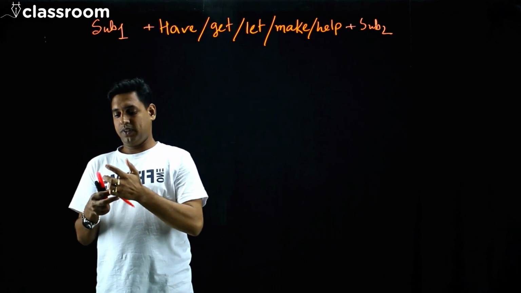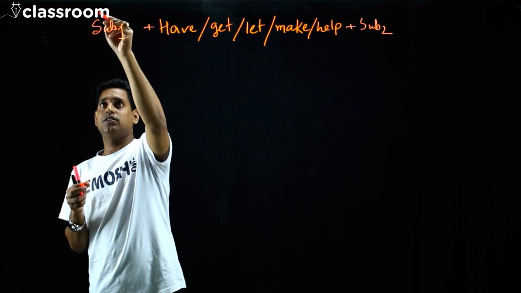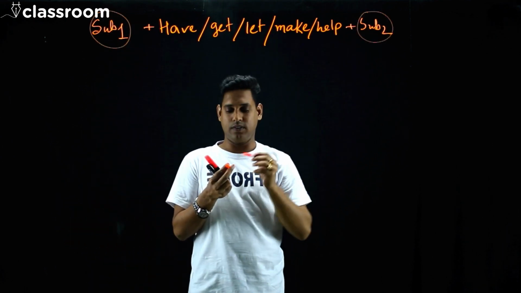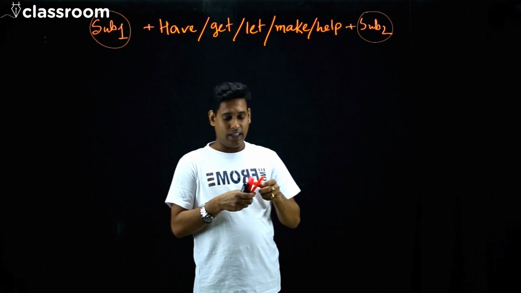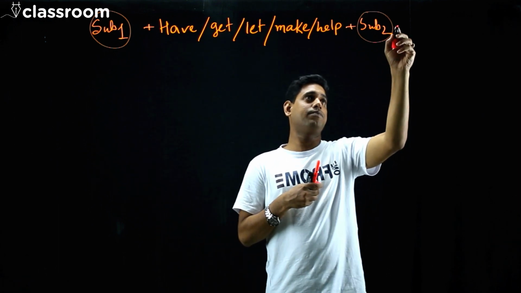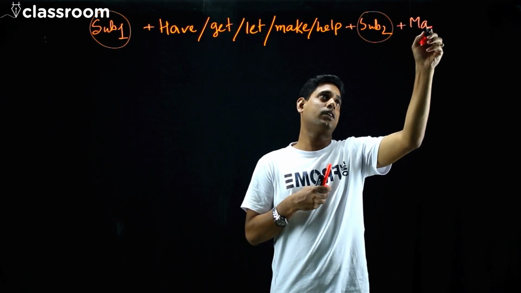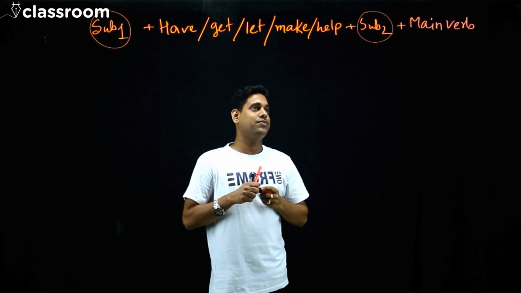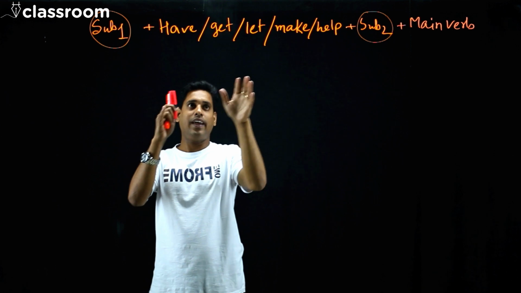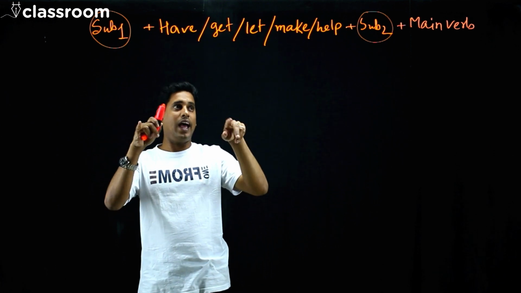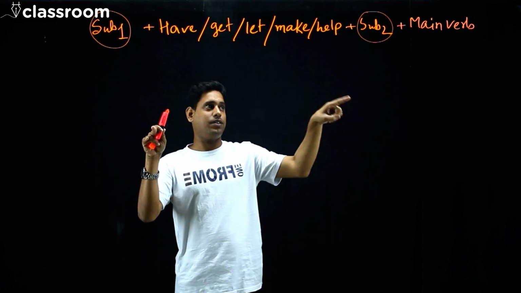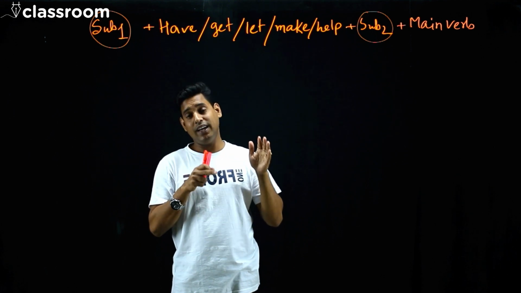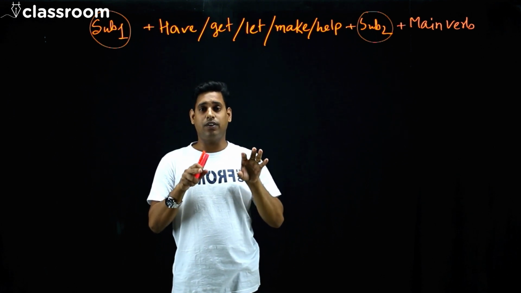Subject 1 should be in the first position, before the verb, and you need a subject 2 after these verbs. And the most important thing, then you need to bring the main verb after subject 2. If our English sentence follows this structure, that is have, get, let, make, help, with 2 subjects and a specific main verb, then you can say the sentence is in a causative verb structure.